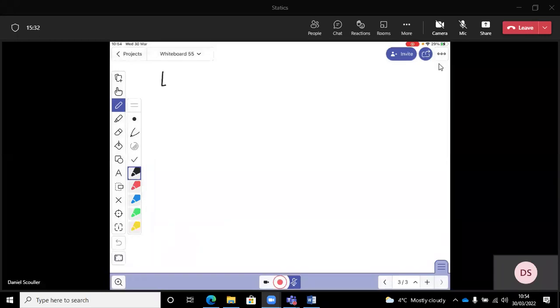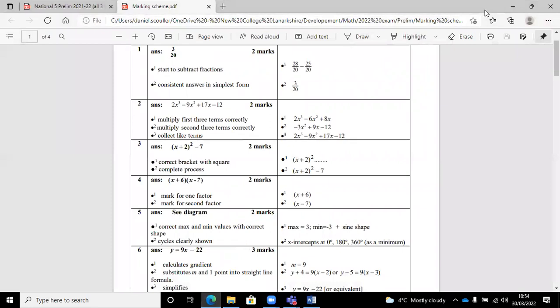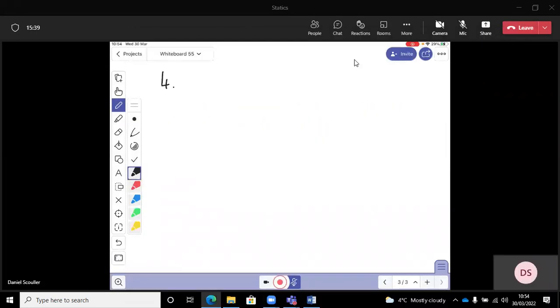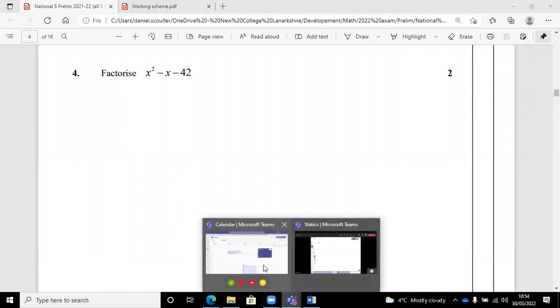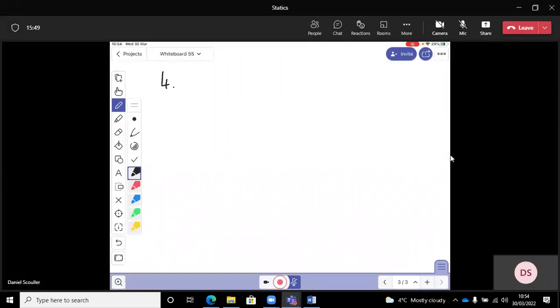Question 4 is a factorization question. So question 4, we're looking to factorize that. So x squared minus x minus 42, and we're going through our CDT process. There is no common factor. It's not a difference of two squares.